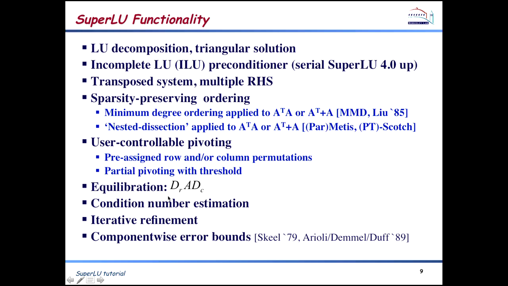And then there are some other functionalities which are very useful for increasing the robustness of the solver, like equilibration to help reduce the condition number of the linear system, and the condition number estimation, which helps you understand how poorly conditioned your system is and what kind of accuracy you can expect from it. And then we do give component-wise error bounds, so that could tell you how many digits you get correct after the solution.